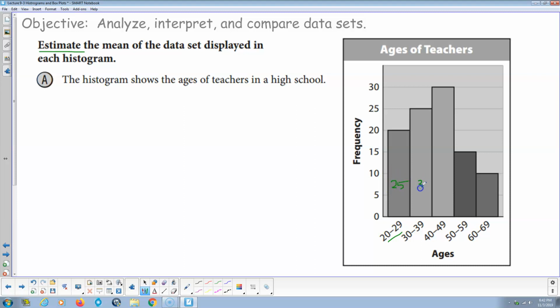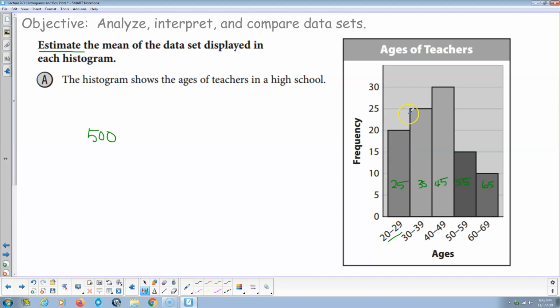The middle here is 35. The middle here is 45. The middle here is 55. And the middle of this interval is 65. So we have 20 times 25, so that's going to be 2 times 50, so that's going to be 500.